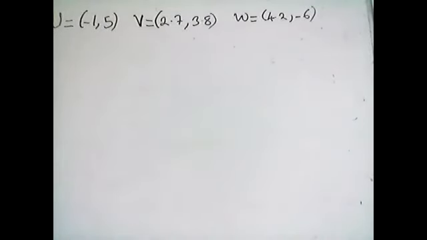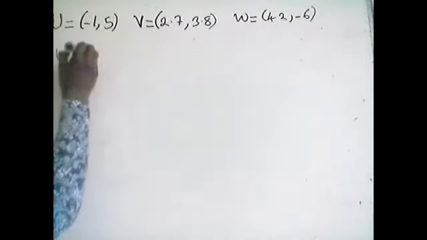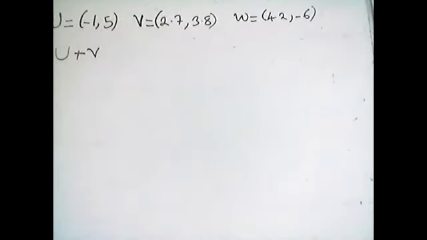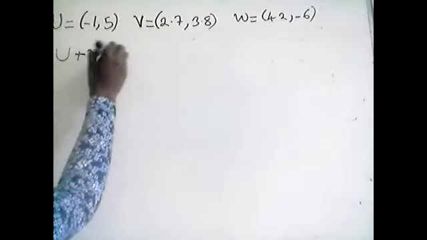the question says find the coordinates of the following vectors. The first one: find the coordinates of vector u plus v. So how do we find the coordinates of vector u plus v? It is not difficult.